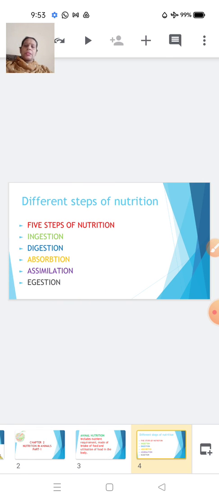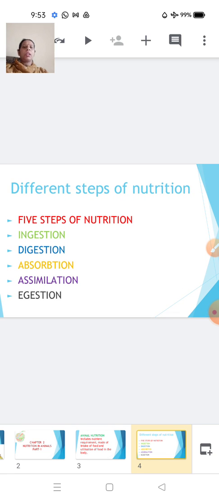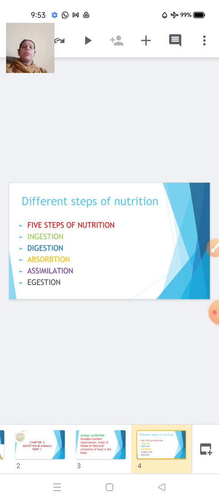In animals, basically, we have different steps of nutrition. There are 5 steps. First one is ingestion, second one digestion, third one absorption, fourth one assimilation, and the last one is egestion. So we will be studying all these steps one by one in this chapter.